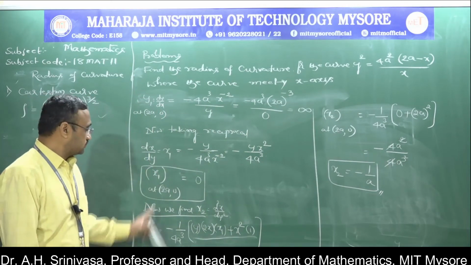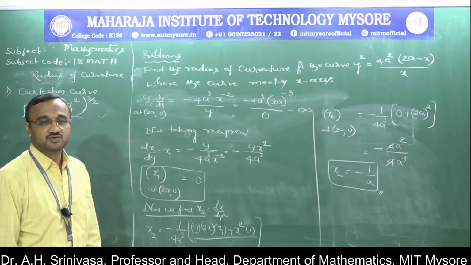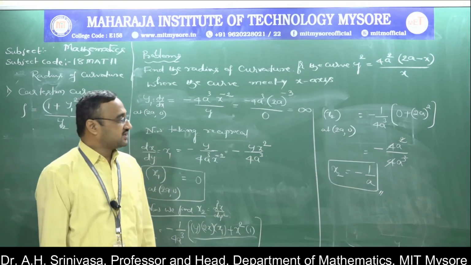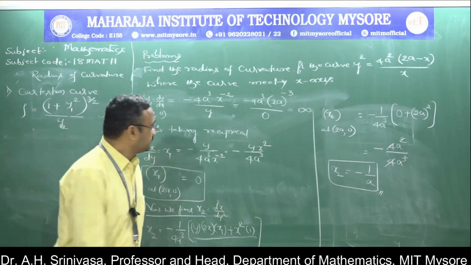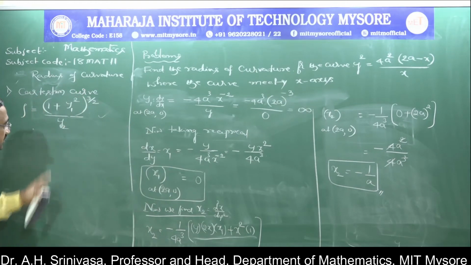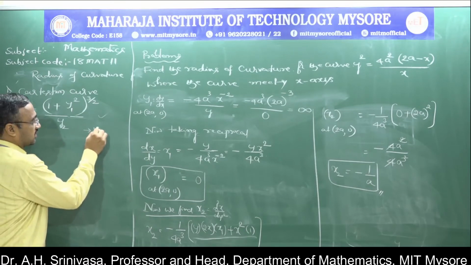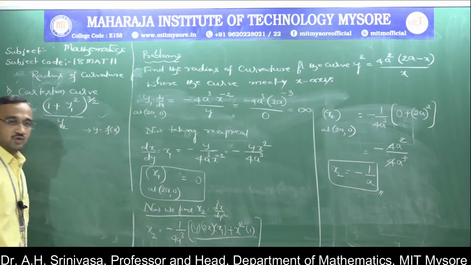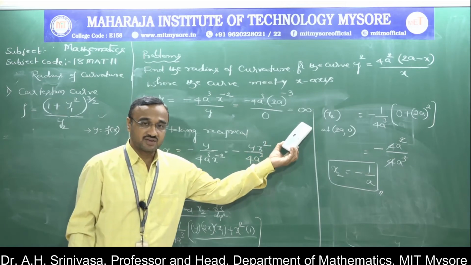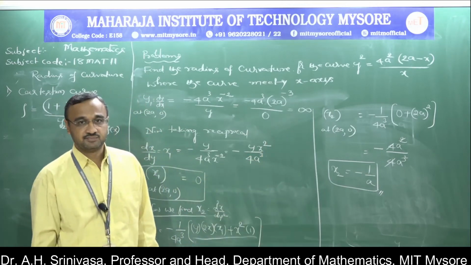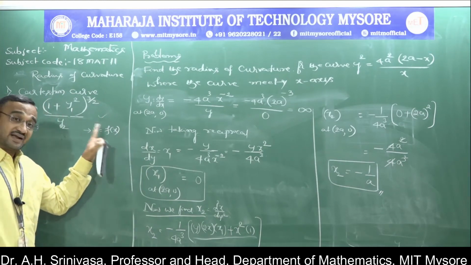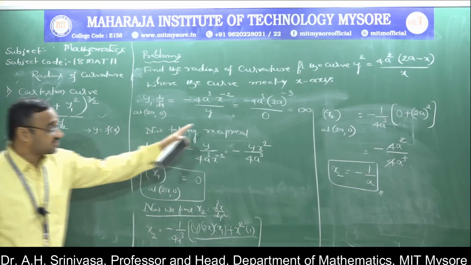Now after getting x1 and x2, your x1 value is 0, x2 value is minus 1 by a. Then apply the result, the radius of curvature in the Cartesian case. One thing you have to remember here, the formula I am writing here is the radius of curvature for a curve y equal to f of x. That means y is dependent on x. But whenever you find infinity in the first order derivative, the results entirely change. That means these two are interchanged. Okay, x is dependent on y.